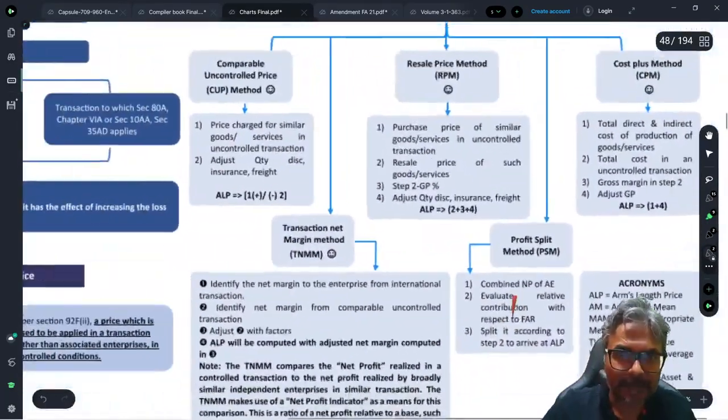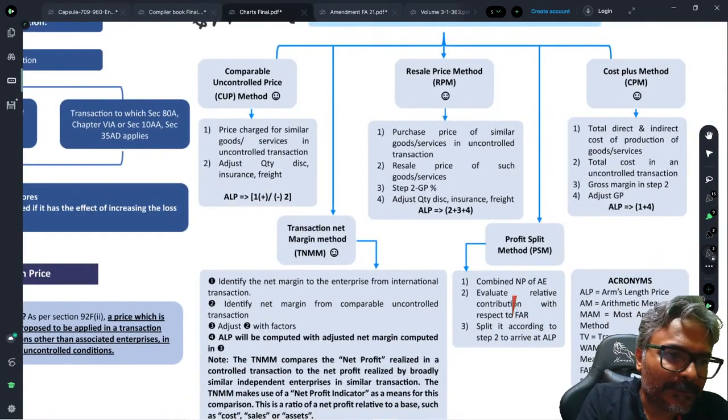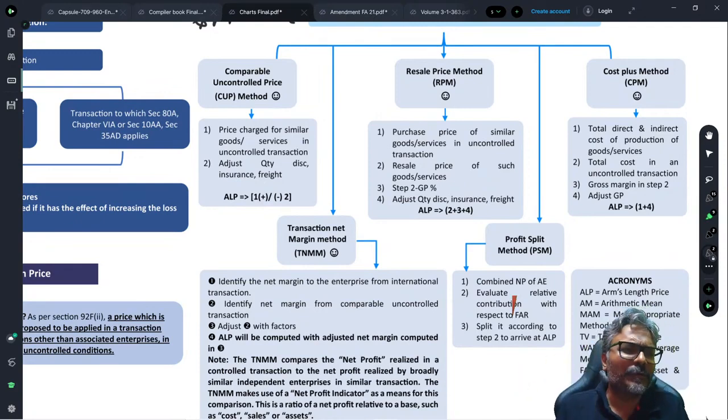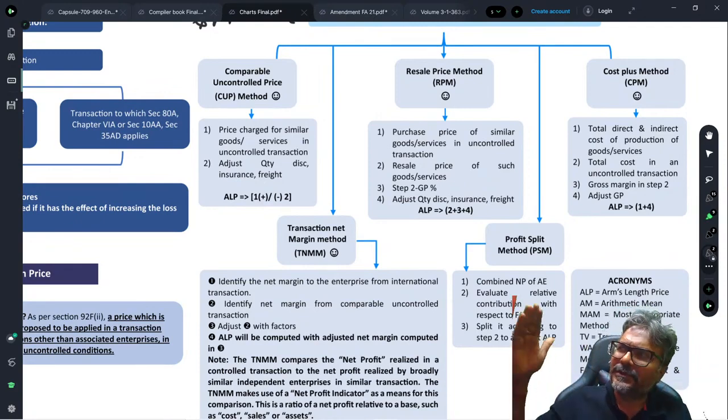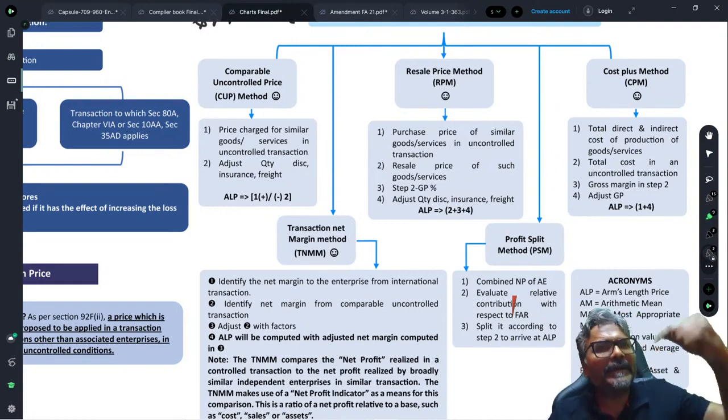First, the CUP method, students. In the case of the CUP method, as you can see, what needs to be done? The questions would be fairly simple. Straight away, there would be a comparable uncontrolled price. The price of an uncontrolled transaction will be given to you. So there will be two transactions that they will give you. One would be your international transaction.